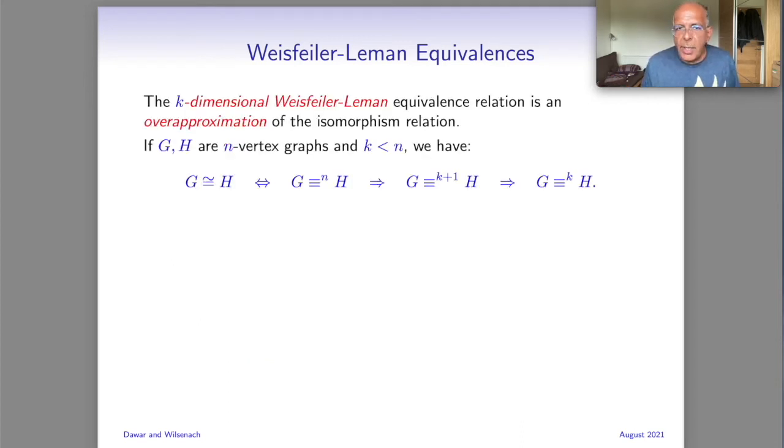So the k-dimensional Weisfeiler-Leman equivalence relation is in a precise sense an over-approximation of the isomorphism relation, in the sense that if you have two n-vertex graphs, then if they're isomorphic, they are equivalent with respect to k-dimensional Weisfeiler-Leman equivalence for any k. If you let k be as big as n, the number of vertices, then this is the same as isomorphism. But in general, as you increase the value of k, you get an ever finer equivalence relation. So it approaches isomorphism in the limit. And for n-vertex graphs, that limit is reached certainly by stage n.